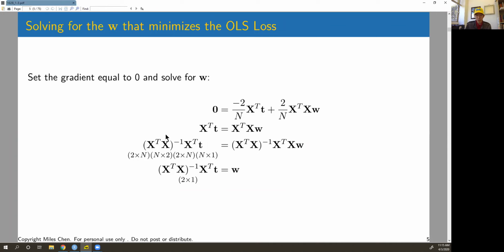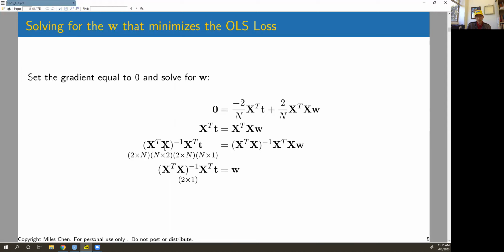Again, to guide you with this, it's always helpful to write the dimensions of each term underneath. X transpose is going to be 2 by n, X is n by 2, and so X transpose X is 2 by 2, and the inverse of a 2 by 2 matrix is also 2 by 2. So this quantity here is a 2 by 2 matrix, and I want to multiply it by X transpose t, which is going to be 2 by 1. X transpose is 2 by n, t is n by 1.